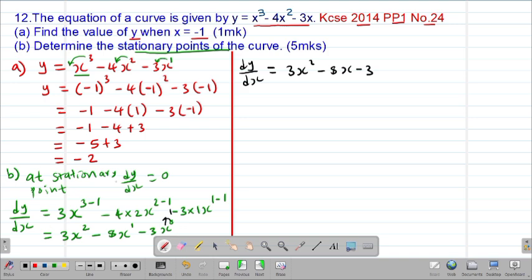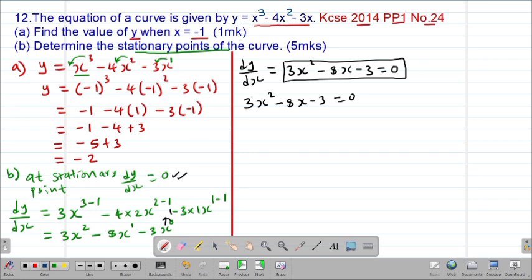Then you are saying that at the stationary point, the derivative must be equal to 0. Therefore, this must be equal to 0. Therefore, to get the stationary point, we are just going to solve this particular quadratic equation. So I'm having 3x squared minus 8x, then minus 3 is equal to 0. This is a quadratic equation in the form ax squared plus bx plus c is equal to 0. So clearly the value of a will be positive 3, the value of b will be negative 8, then the value of c is negative 3.